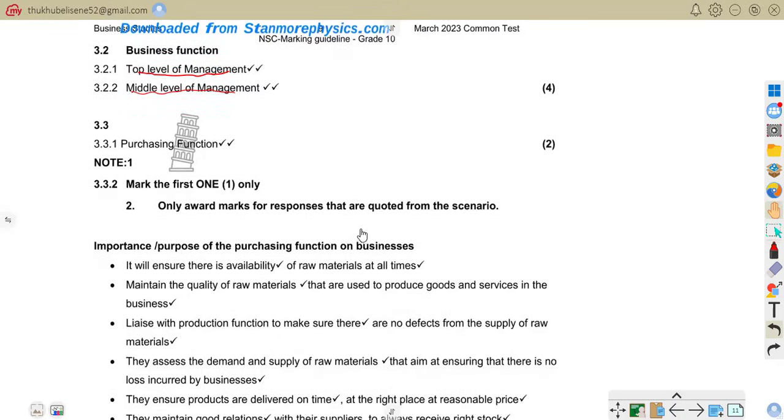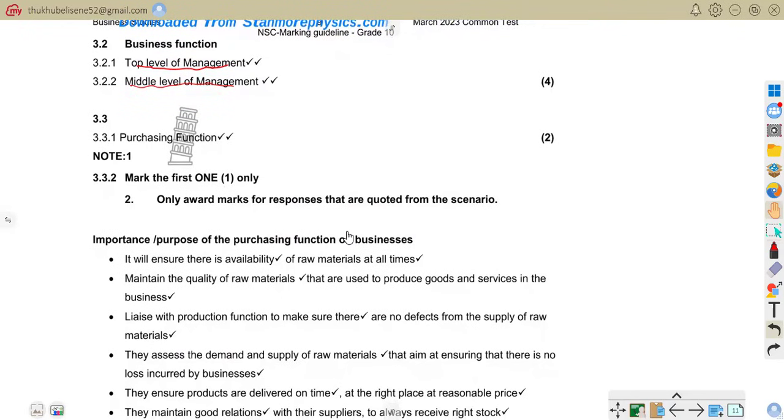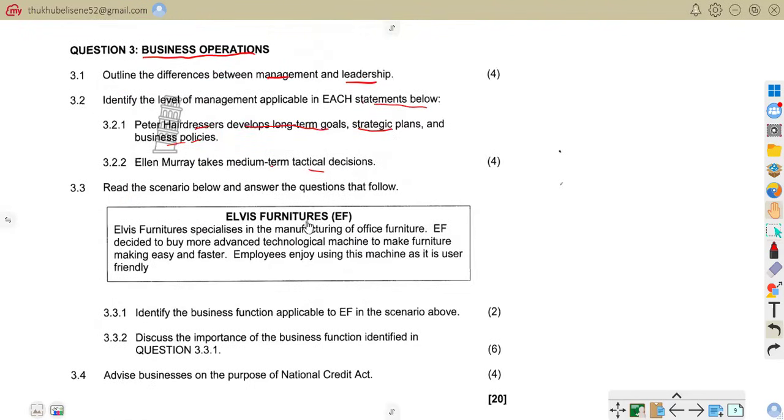Now we are moving on to 3.31. 3.3 says read the scenario below and answer the questions that follow. Elvis Furniture specializes in the manufacturing of office furniture. Elvis Furniture decided to buy a more advanced technological machine to make furniture, making it easy and faster. Employees enjoy using this machine as it is user-friendly. The question says identify the business function applicable to Elvis Furniture in the scenario above.